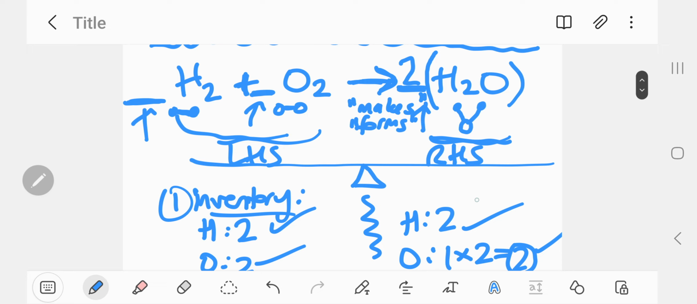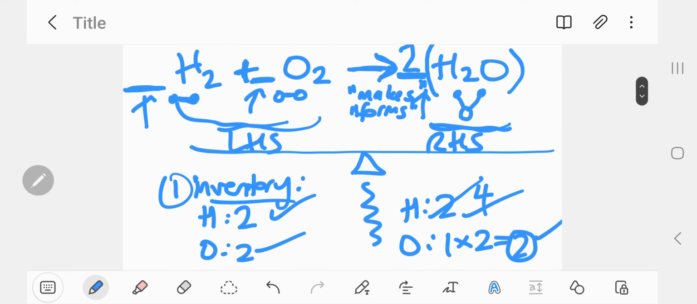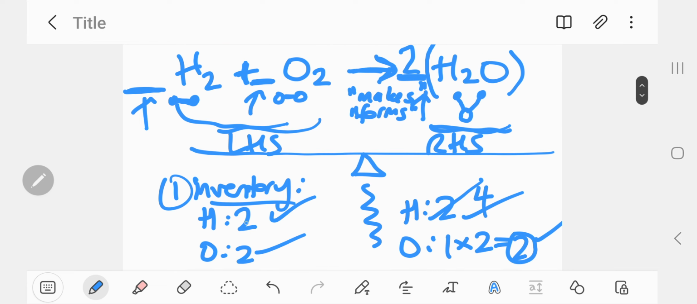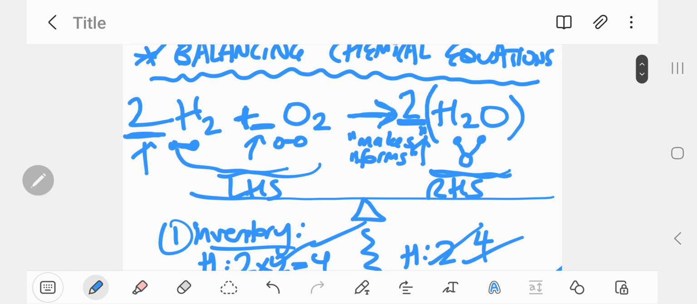Hydrogen now becomes 4 because you've got 2 times H2, so 2 hydrogen molecules. So that now becomes 4. Let's cross that out and put a 4 here. What do we need to do to this? Well, to go from 2 to 4, you need to times it by 2, so you get 4 here. So you put a 2 out the front here, because 2 times 2 is 4, right? And so that's how you balance a chemical equation.